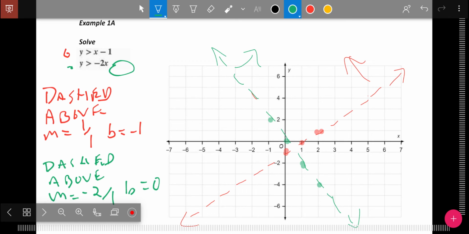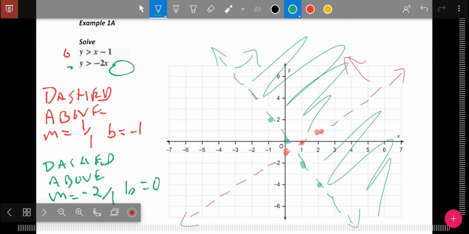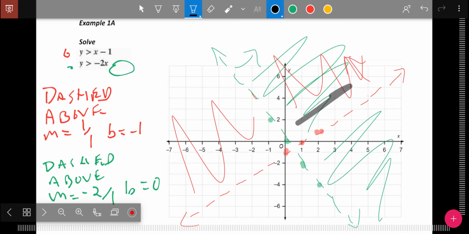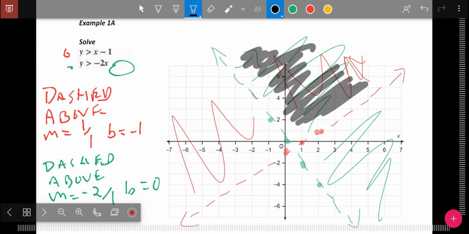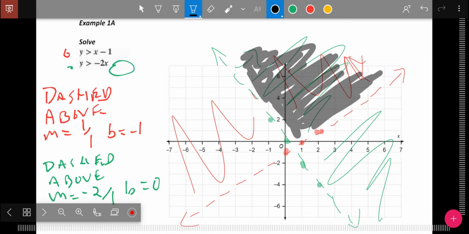And so this one gets shaded all here. This one gets shaded all here, but it's right in here where they're both shaded together. So that's the part I need to make a little bit darker on my homework. Some people will only shade that part in. If you're really that clever, go for it. But that part right there is my answer. It's where they're both shaded.